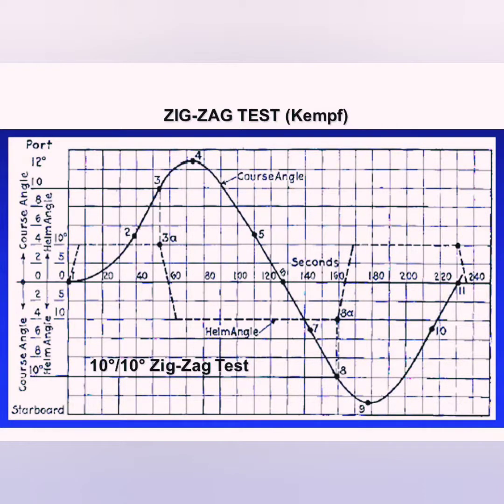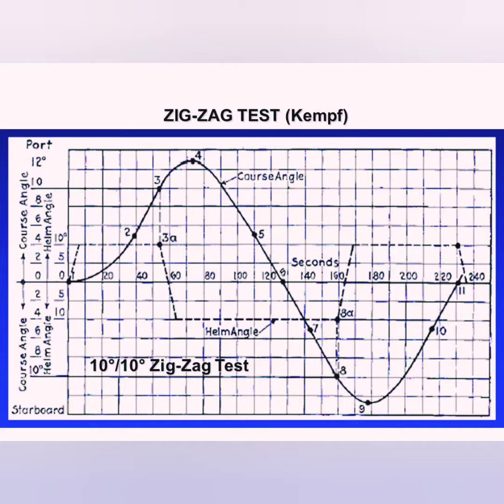If you see on the y-axis, there is helm angle from 0 to 10 degrees, both sides, on the positive side, port side, and the negative side, starboard side. And also there is course angle from 0 to 12 degrees on either side of the x-axis. And along the x-axis, you'll find how much time has elapsed.